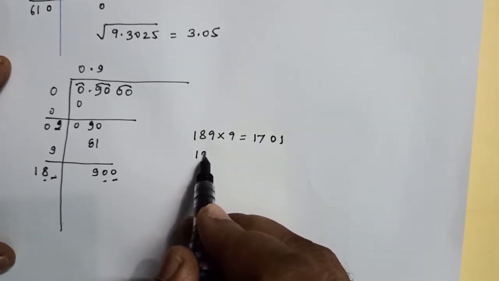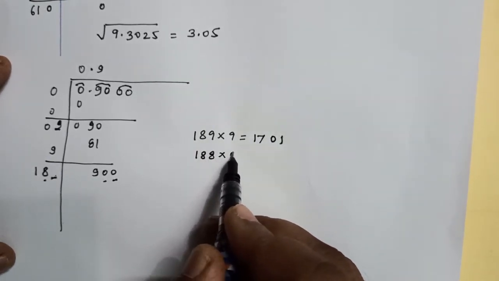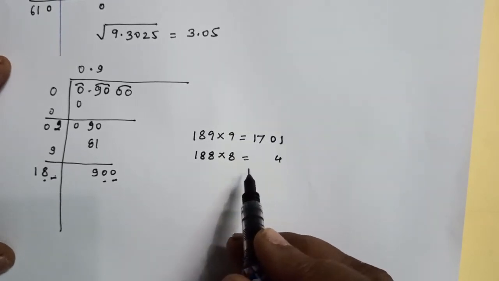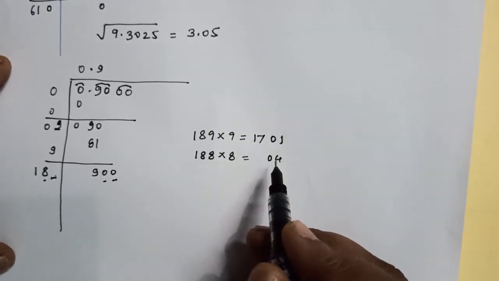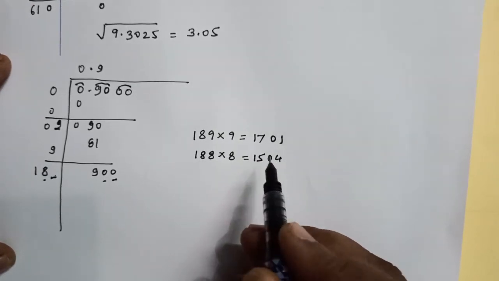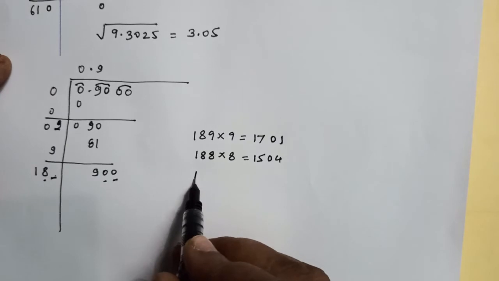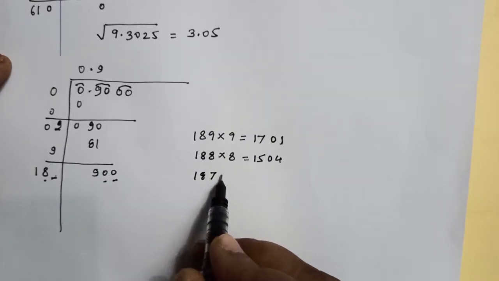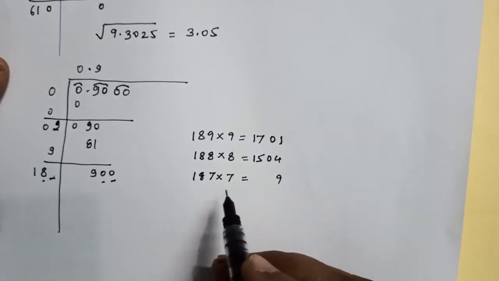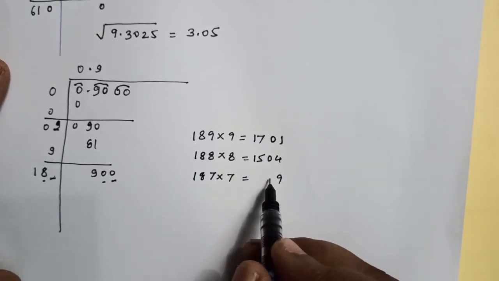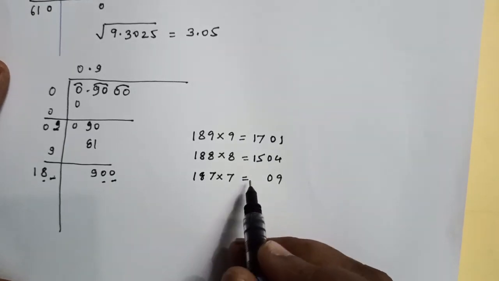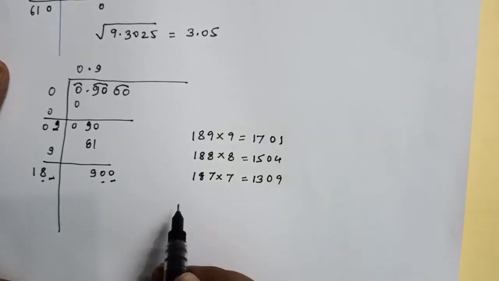So, suppose 8. 8 8s are 64, carry 6. 8 8s are 64 and 6, 70, carry 7. 8 1 is 8 and 7, 15, bigger. So, 7. 7 7s are 49, 9, 4. 7 8s are 56 and 4, 60. Carry 6, 7 is 7 and 6, 13.